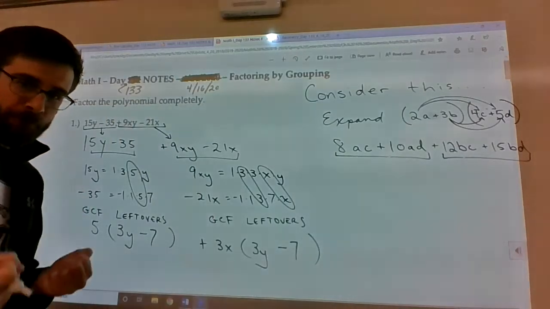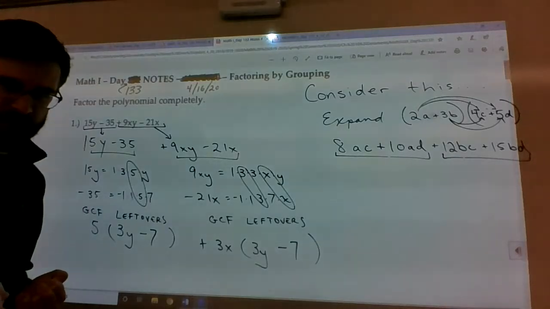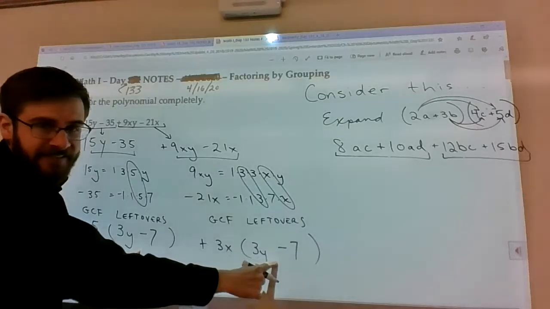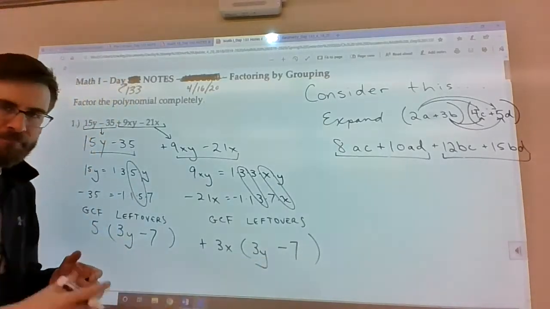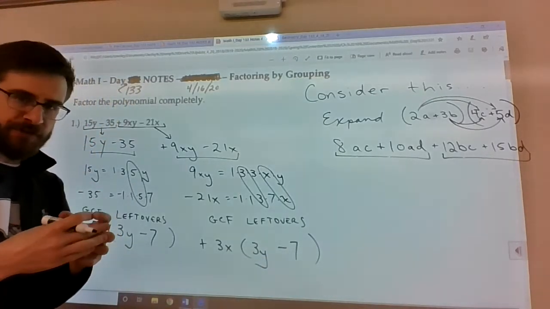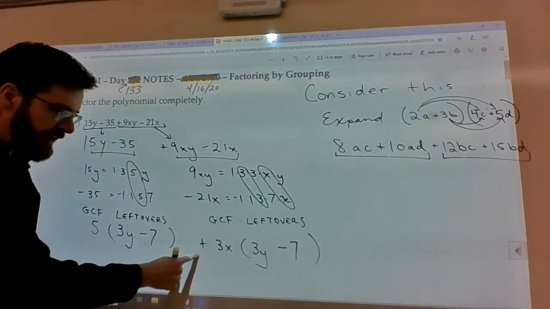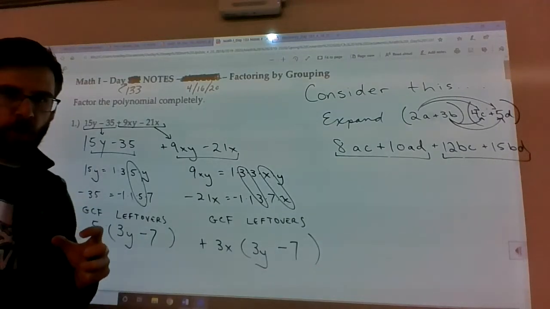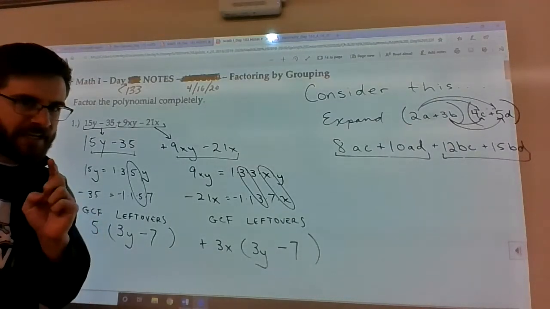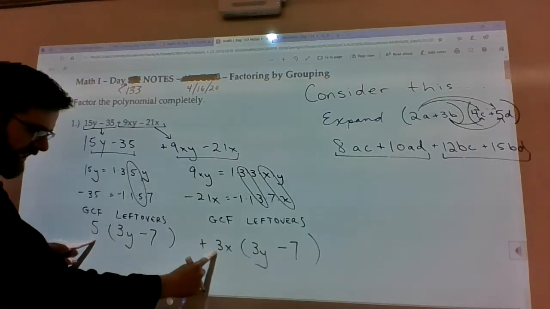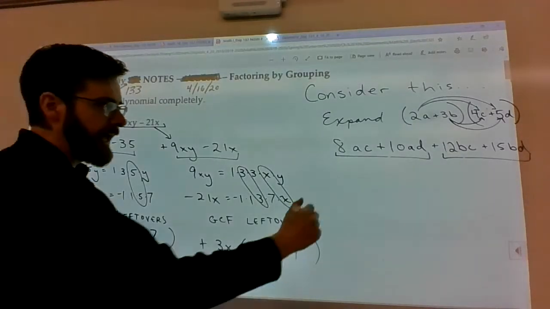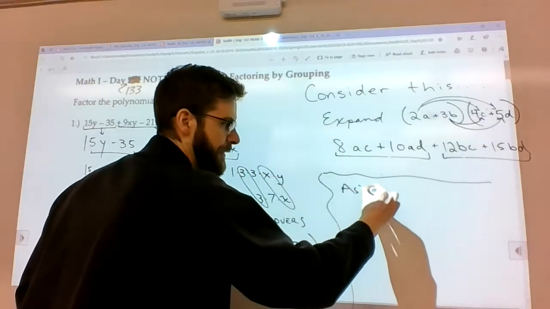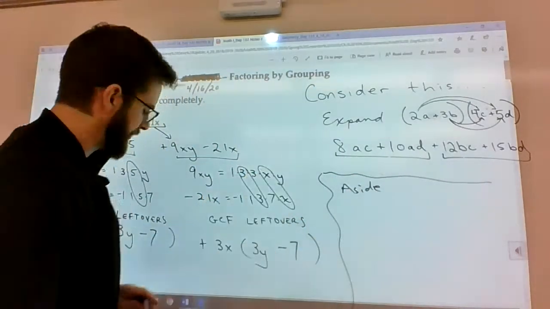Okay, so hopefully you guys notice something interesting between these two. They both have the twin 3y minus 7. If we factor both parts of the group, this looks very, very similar to when we split apart polynomial multiplication. It's almost as if we originally had 5 plus 3x. So this is just kind of an aside. All right, so we're just thinking about this over here.